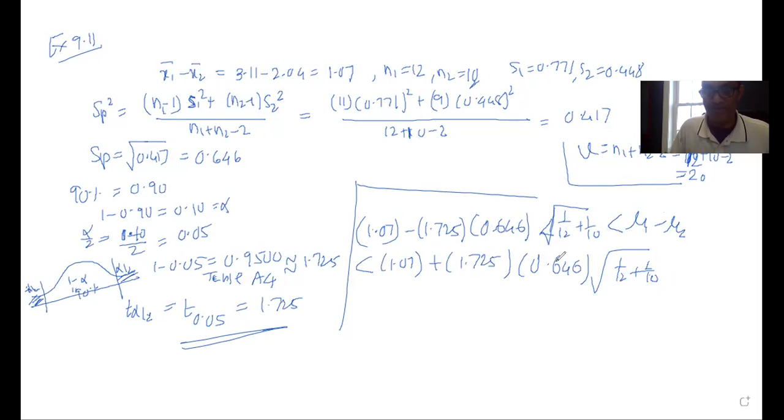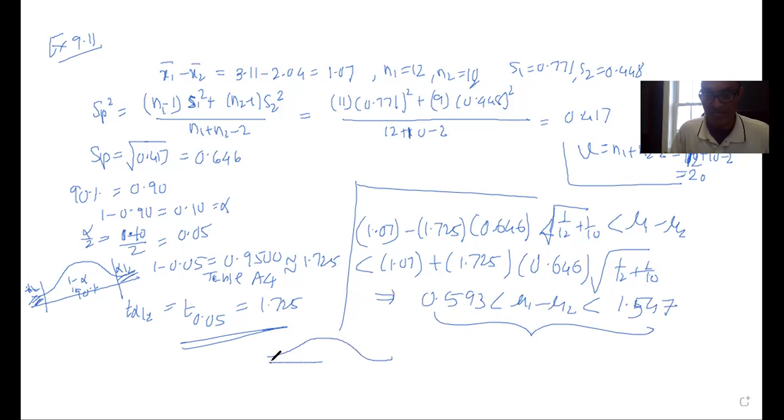Okay, and 1 by 10. If you use your calculator, you are going to get that 0.593 is less than nu1 minus nu2, which is less than 1.547. So this is your 90% confidence interval, that is nothing but 0.593 to 1.547. So within this range, 90% of the given data are accurate.